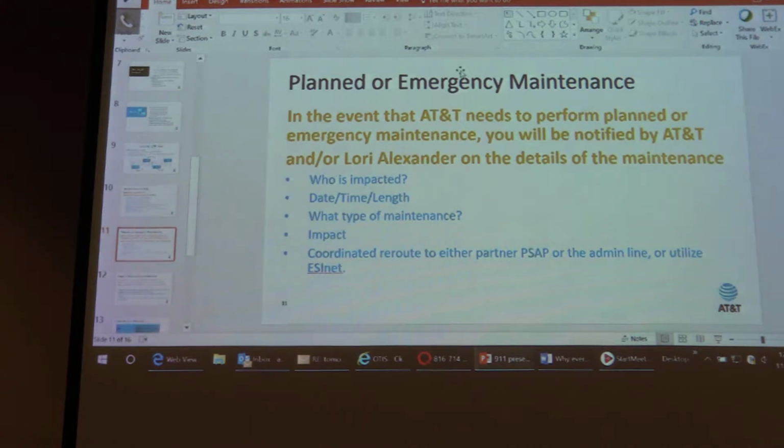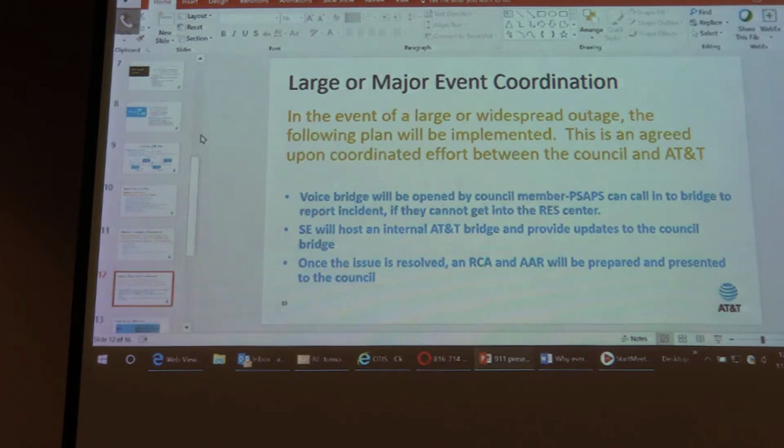Again, planned maintenance, some of this is redundant, I apologize, but we're going to provide you who is impacted, how long you were impacted, what type of maintenance it was, whether a reroute was necessary, that type of information. And Lori works really close, I think, with you all to get information out on those types of things. Again, large and major event coordination.